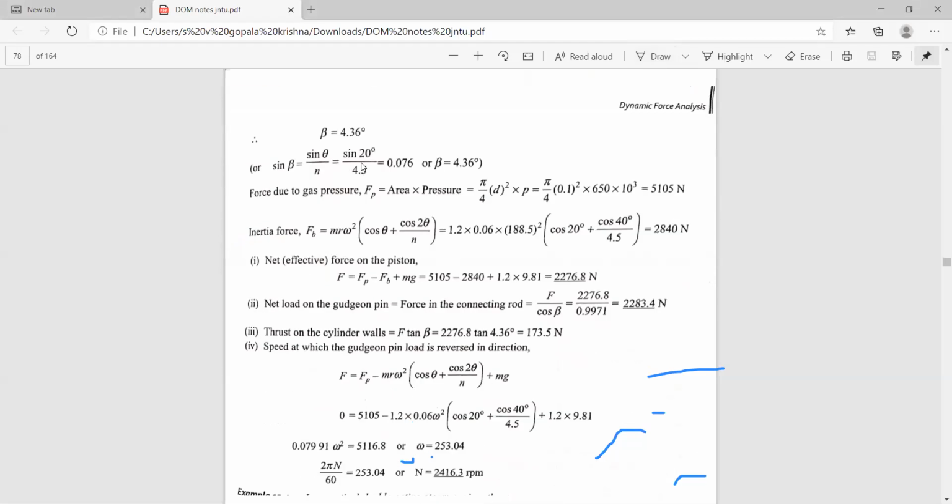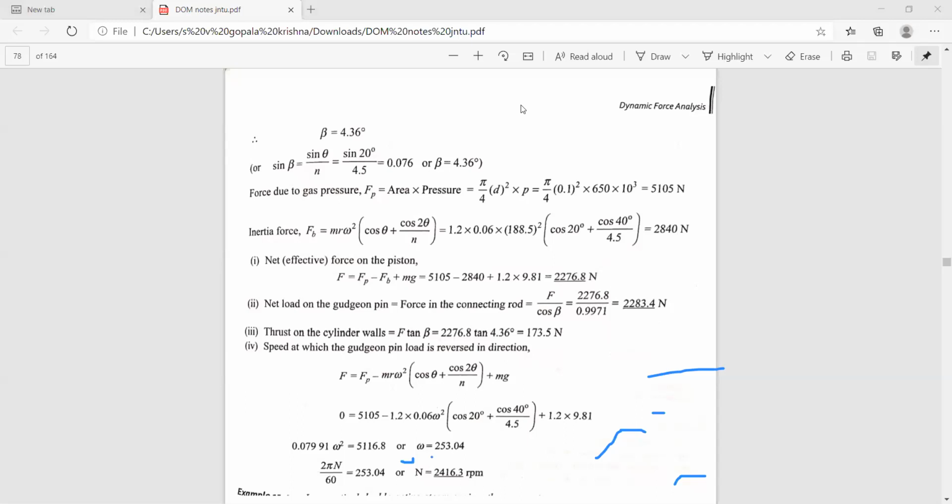Third, thrust on the cylinder walls. It is generally represented with Fn. Fn equals F tan beta. F is already known and beta is already known. Just substitute the values, and we get the thrust force value as 173.5 newtons.